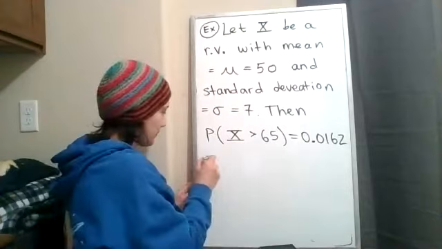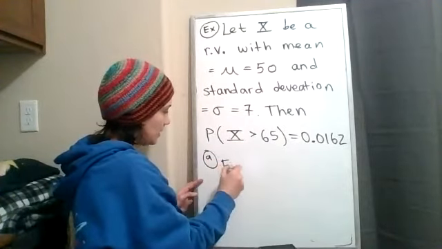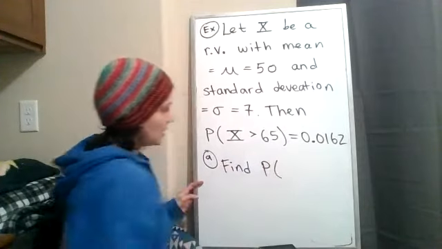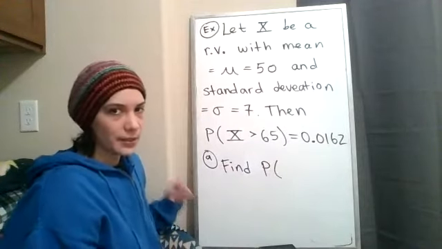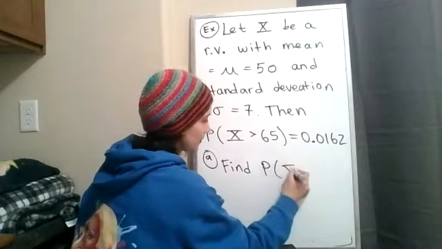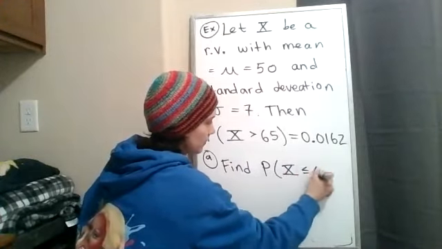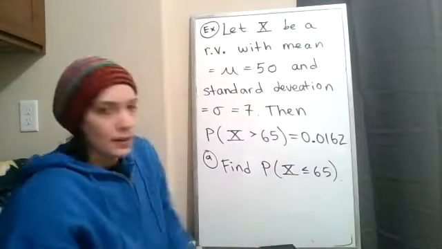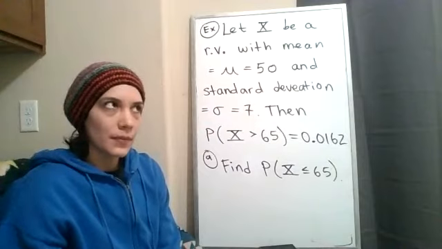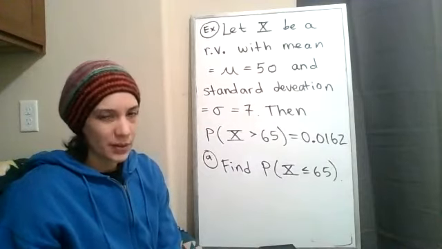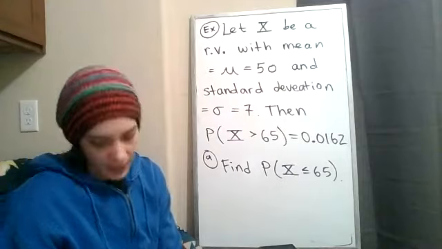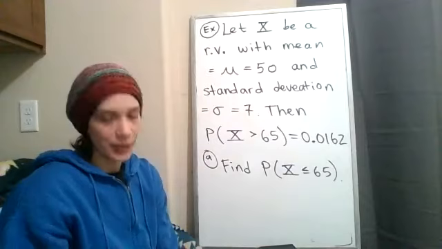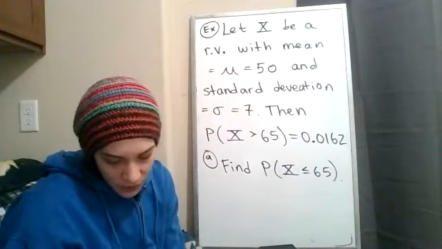First part: the probability that x is less than or equal to 65. So we're going to do the complement rule. I would also like to draw the sketch of this graph, and then we'll see if we can do one more part to this problem. Let's do the sketch first.